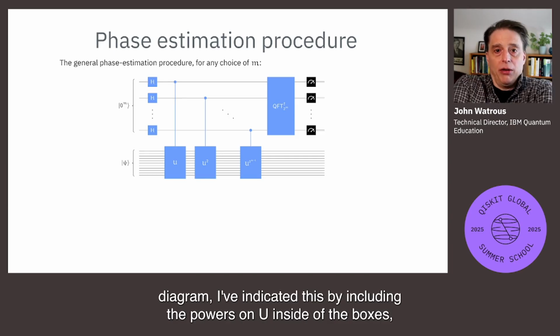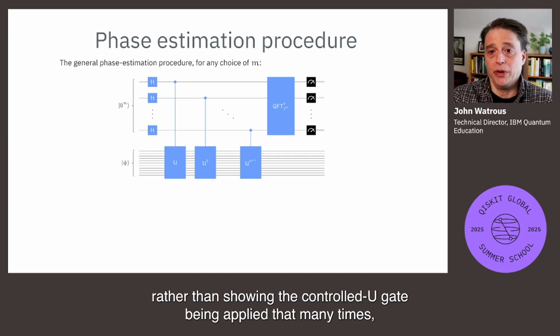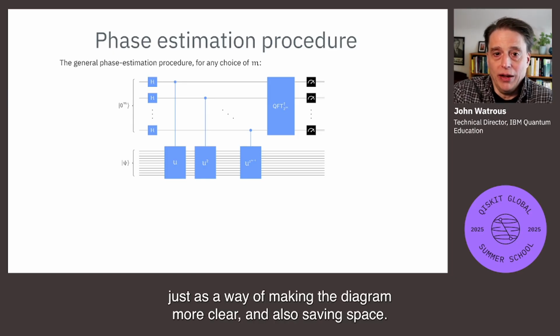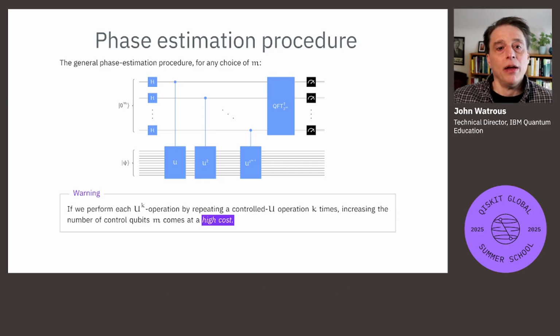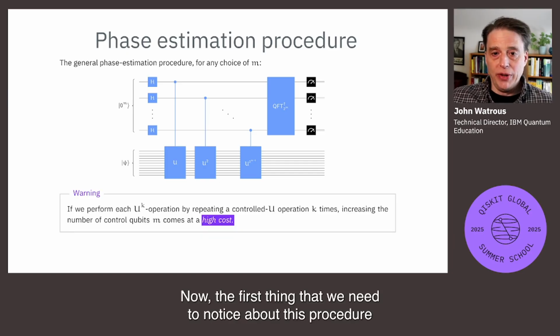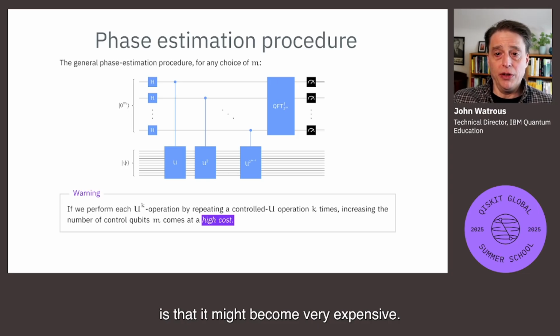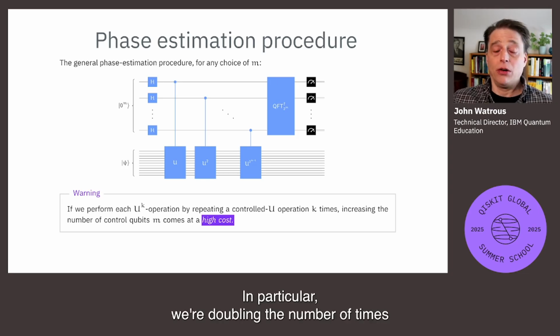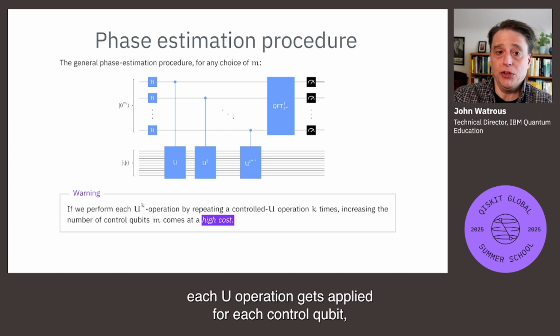Here in this diagram, I've indicated this by including the powers on u inside of the boxes rather than showing the controlled u gate being applied that many times, just as a way of making the diagram more clear and also saving space. Now, the first thing that we need to notice about this procedure is that it might become very expensive. In particular, we're doubling the number of times each u operation gets applied for each control qubit.